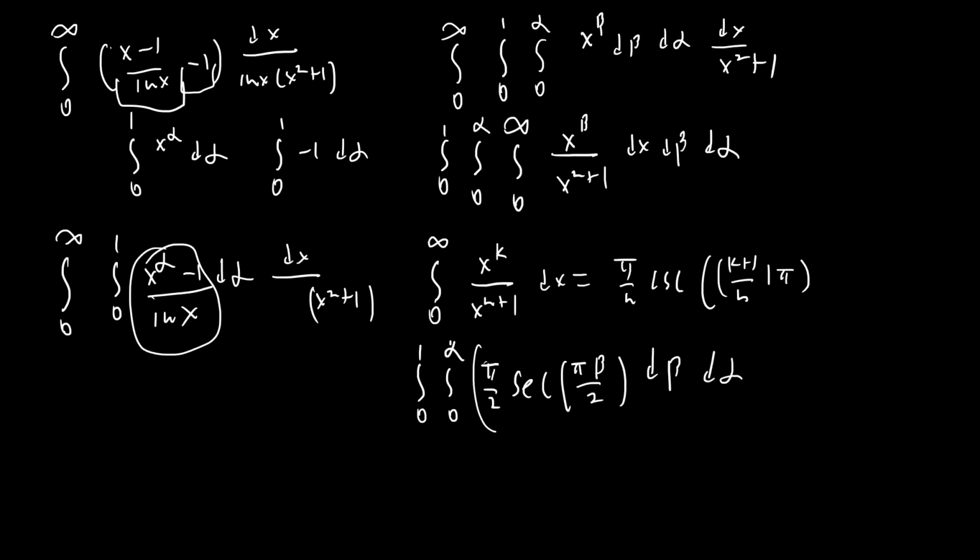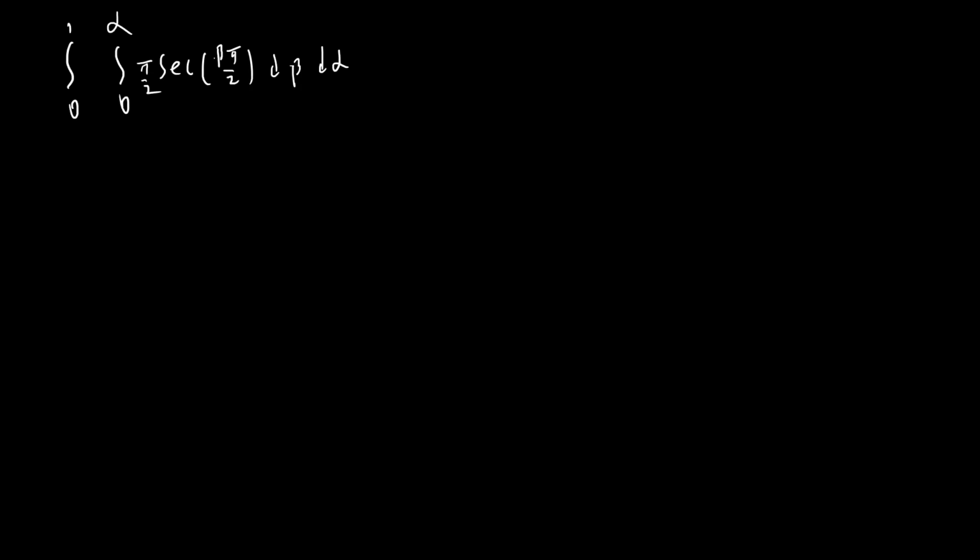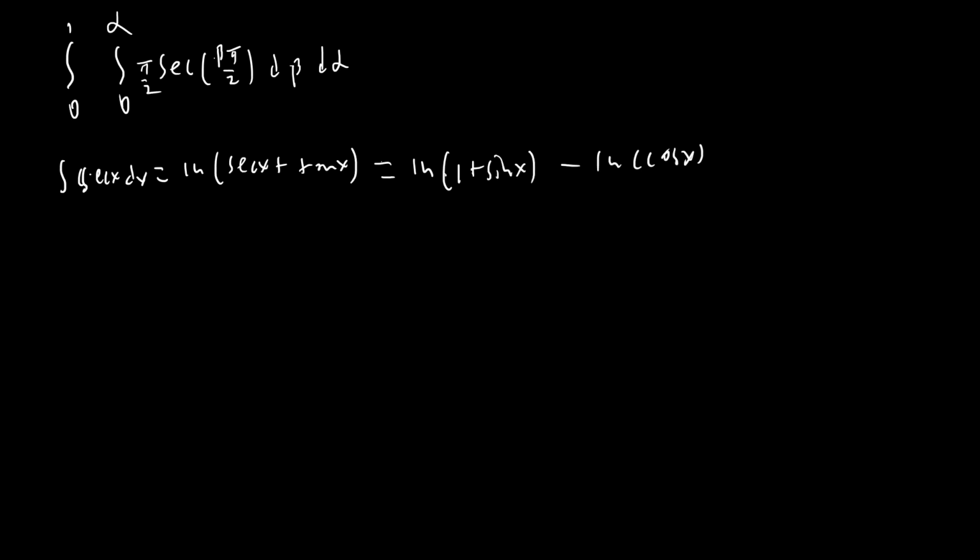And notice that this is the derivative of this, so we can just go ahead and integrate normally. I'm going to go ahead and make some more space. So we're going to use the fact that the integral of secant of x dx is equal to natural log of secant x plus tangent x, or more usefully, the integral of ln(1 plus sine of x) minus ln of cosine of x. Pretty easy to show both of these are true, so I'm not going to prove that yet.